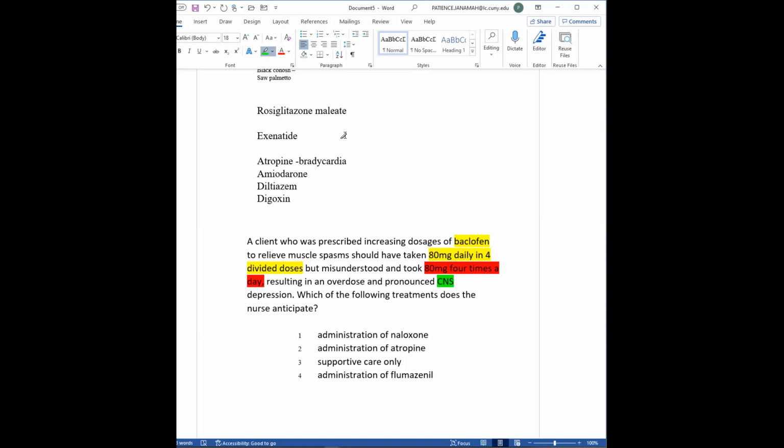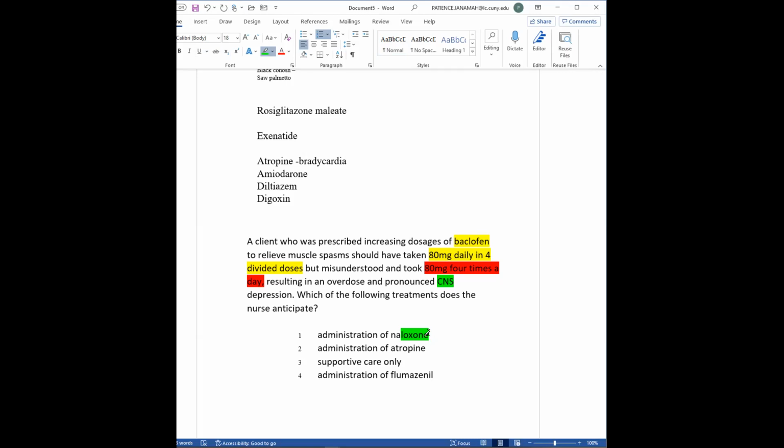Non-opioid. If she says she will give naloxone, naloxone is an NSAID. No, baclofen is an NSAID, anti-inflammatory. It's a pain medication, but it's for anti-inflammatory. It's not in the class. So you cannot give naloxone. So I would say give supportive care. You say? Supportive care.